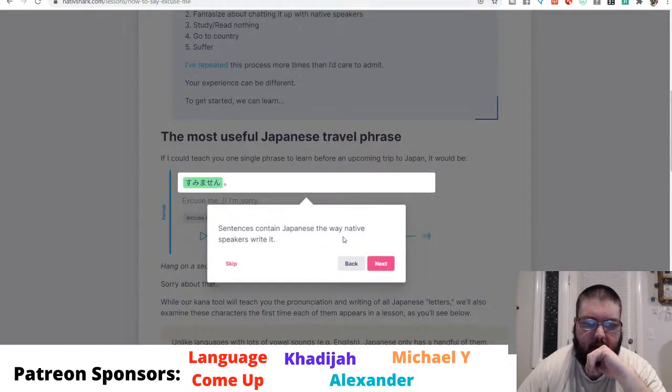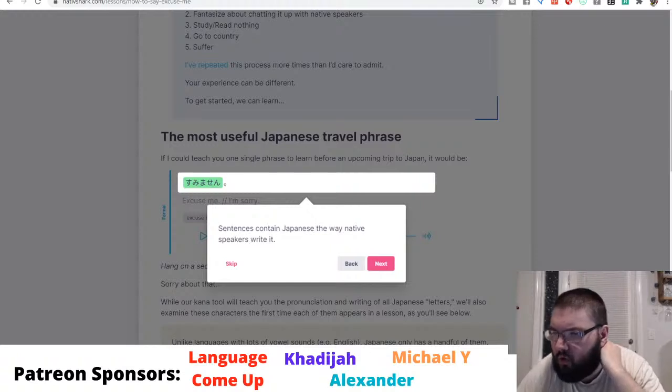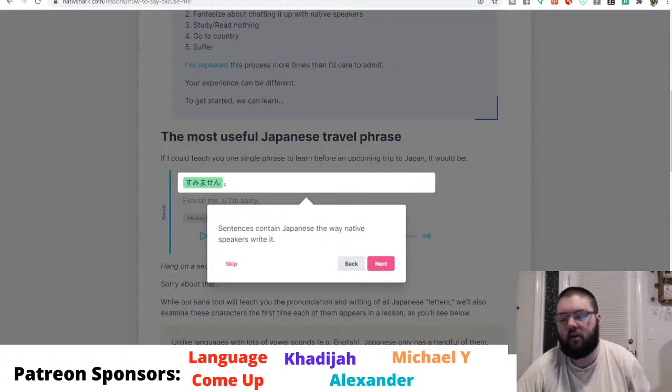Sentences contain Japanese the way native speakers write it. Okay, that's cool. Because I have noticed in some stuff, especially like konnichiwa, they'll use the wa, even though it is pronounced wa, but it's the ha symbol. So it's pretty cool. We'll see. The system will guide you through your entire day. So as you finish one part of the unit, it will automatically take you to the next step. Okay, cool. It's to remove the need to think about what you were supposed to be doing next. That's awesome. I like that too.